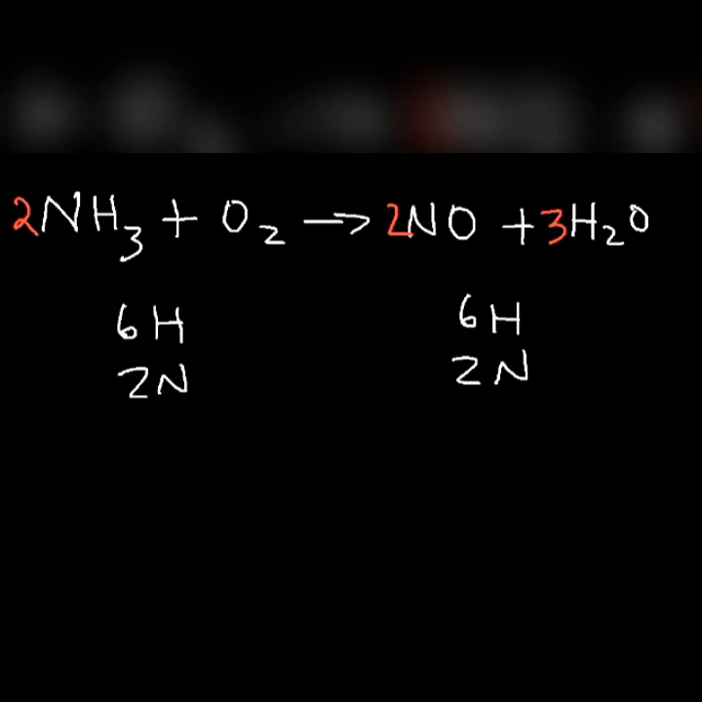So now let's look at oxygen. We have 2 oxygen atoms in the 2 NO molecules and 3 from 3H2O. So we have a total of 5, which is odd. And here, if we balance it now, it's going to be 5 divided by this number 2. So as a fraction, it's 5 over 2. Even though the reaction is balanced, we don't want to leave it like this. We need to multiply everything by 2.